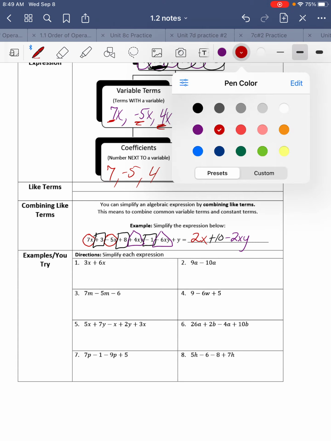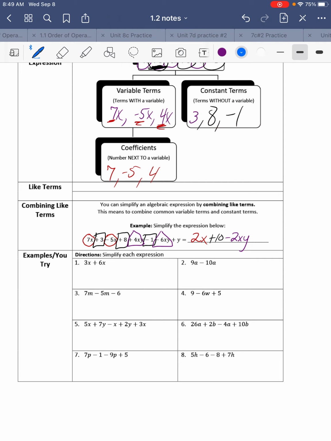And I see one other term that we haven't done anything with. So let's take a look at that. We have a positive y. So that's a positive 1y. I don't see any other terms that have just y's, so it's a positive y. And there's our final answer.